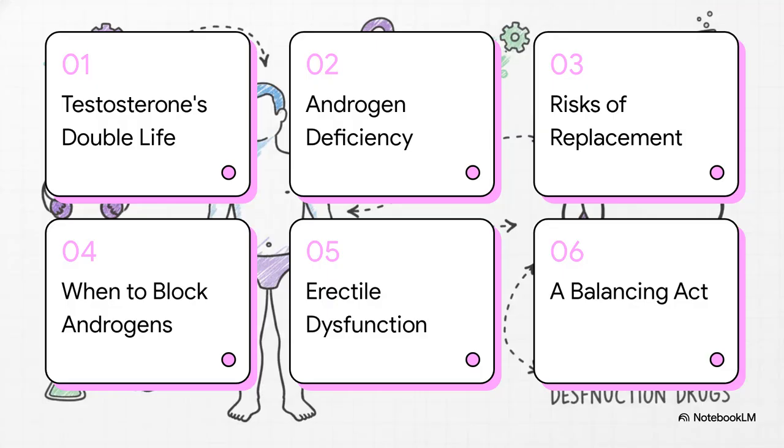So here's our game plan for today. We're going to use a problem-solution approach, just like you would in the clinic. First, we'll understand this hormone's kind of double life. Then we'll look at the problems of having too little and then too much androgen. And finally, we'll get into a very common issue, erectile dysfunction.